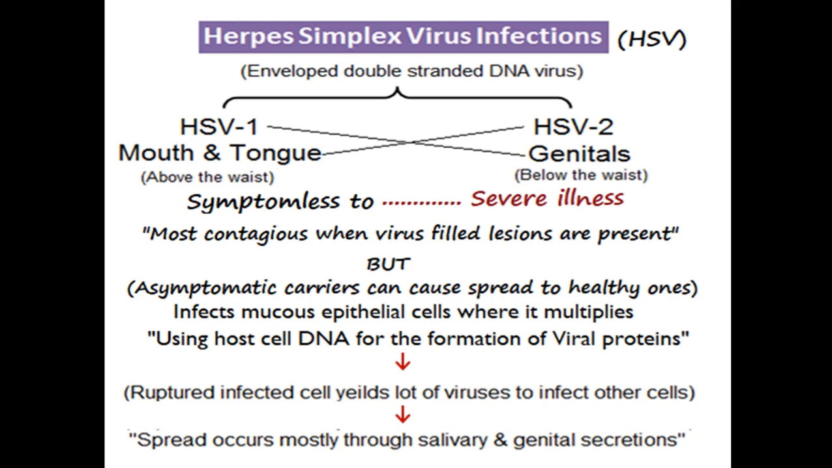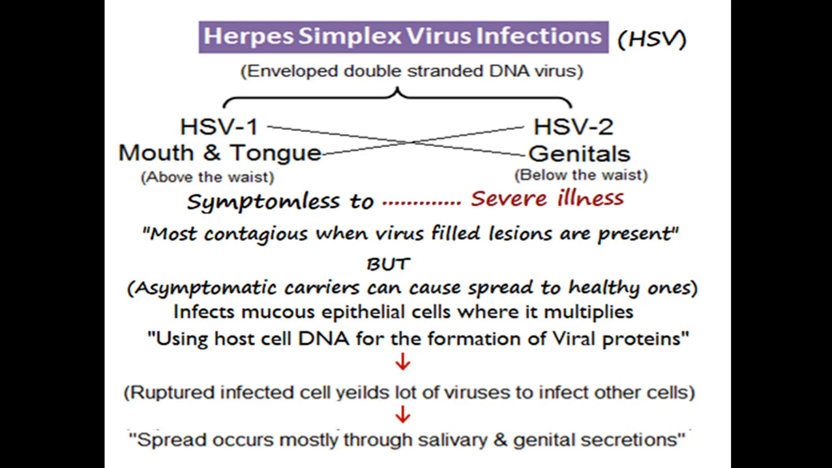You know, our viruses are either DNA viruses or RNA viruses, as in these days we talk more about the coronavirus, which is an RNA virus. So the herpes simplex virus, or HSV, has two types, HSV1 and HSV2. And usually HSV1 causes viral infections above the waist, by which we mean that it infects the mouth and tongue.